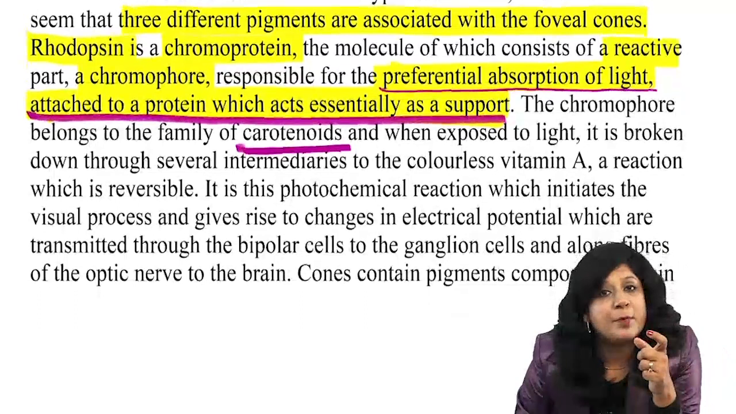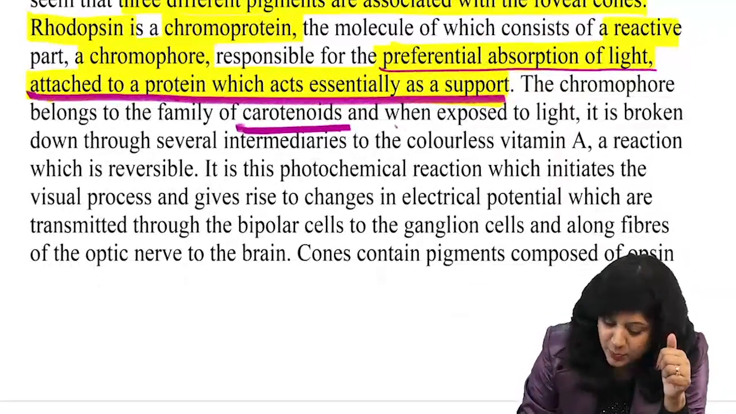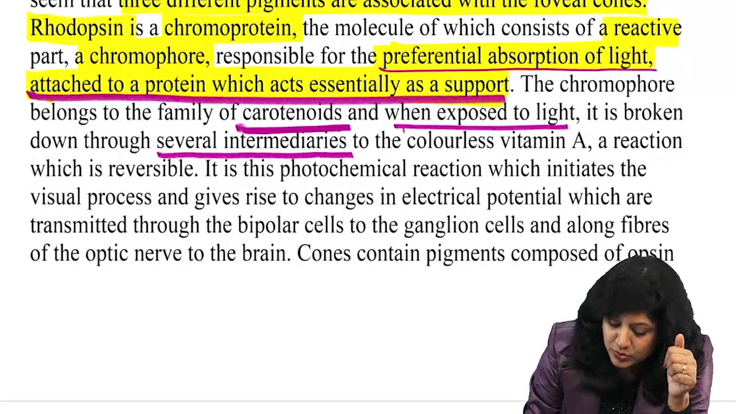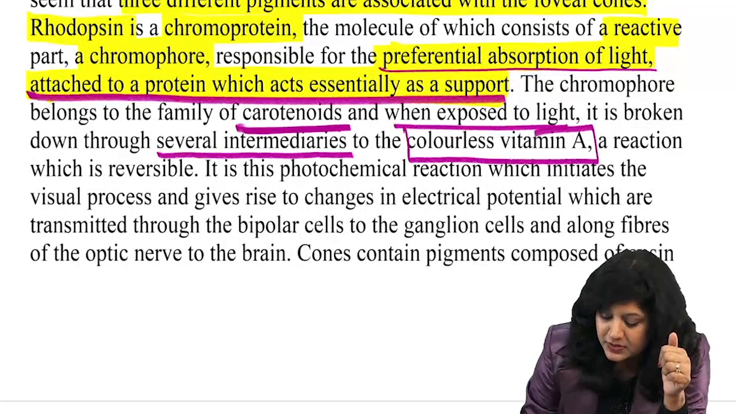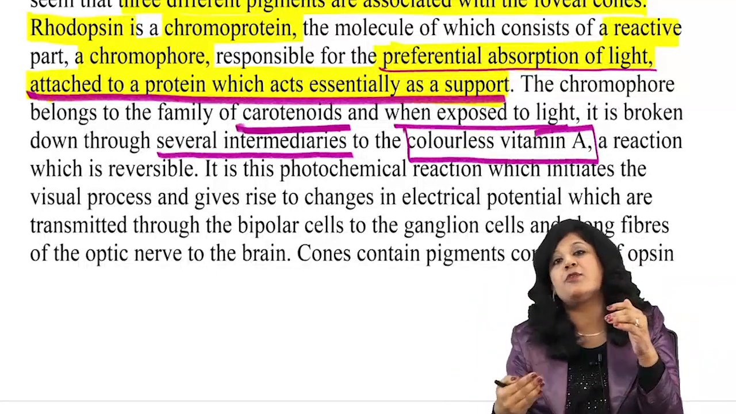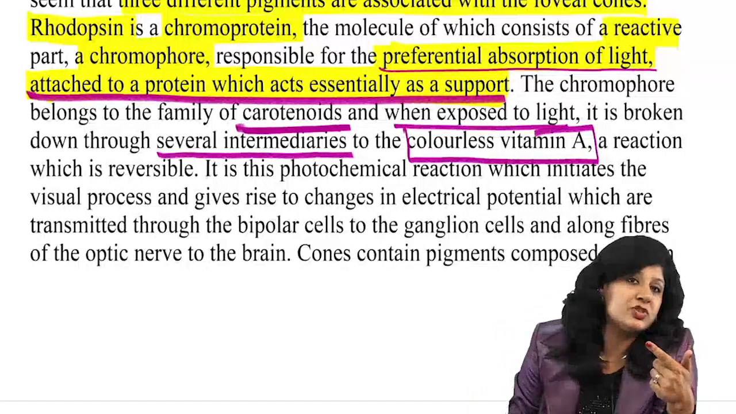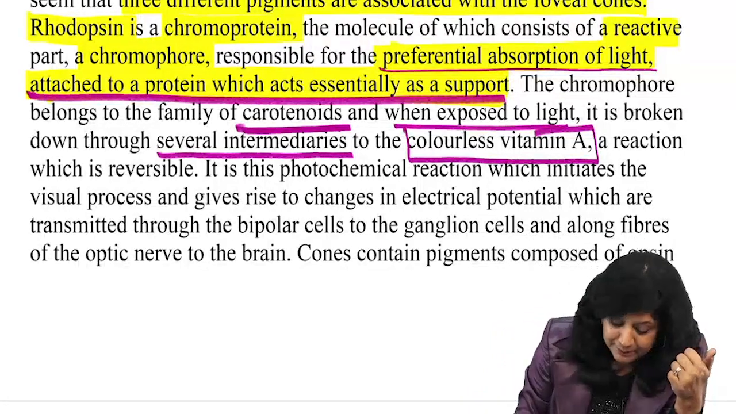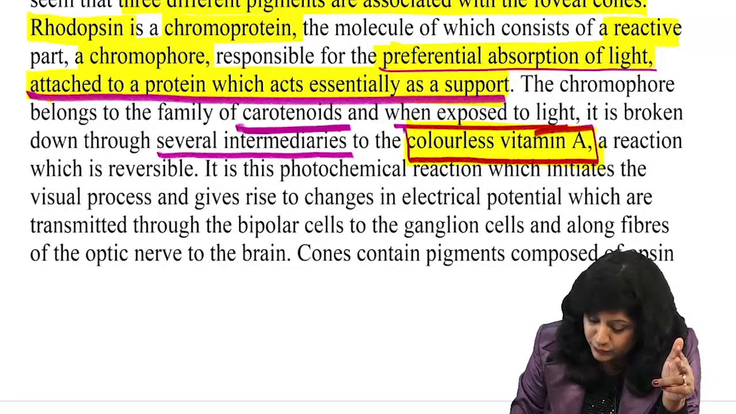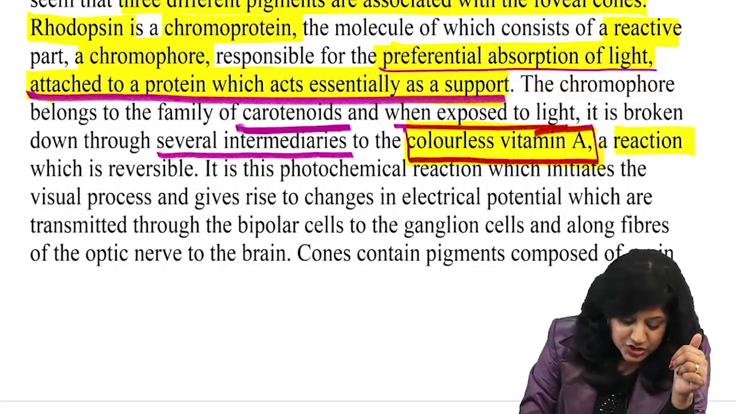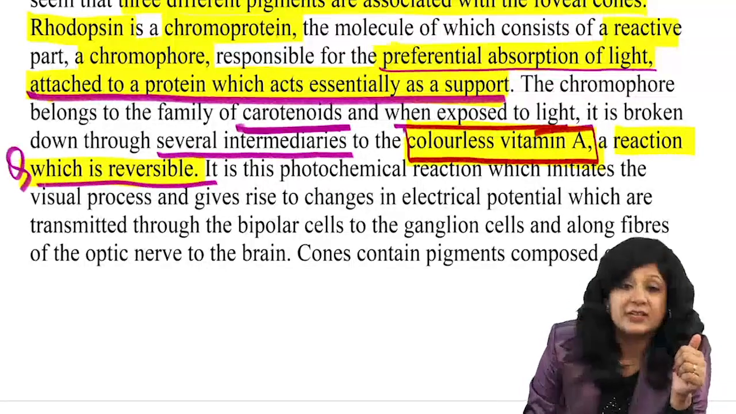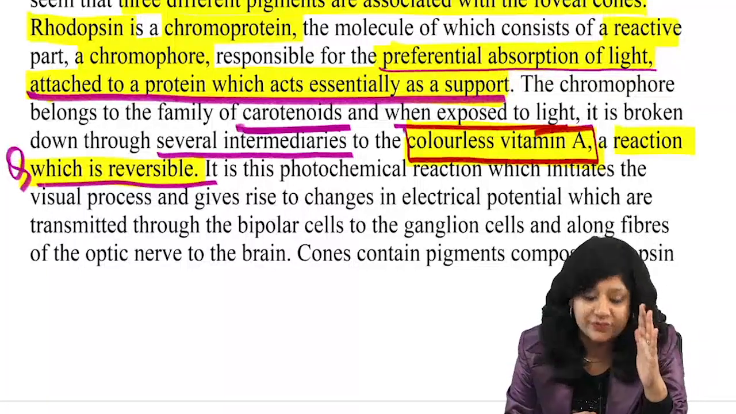So, what is the property of these carotenoids? When exposed to light, it is broken down through several intermediaries to the colorless vitamin A. Through multiple steps, a number of intermediates are formed, and ultimately it changes to the colorless vitamin A. That is why it is said that vitamin A is good for your eyes, carrots are also good for your eyes, and this reaction is actually reversible. Now this is again an important thing: so many steps are taking place, but ultimately this reaction is reversible.